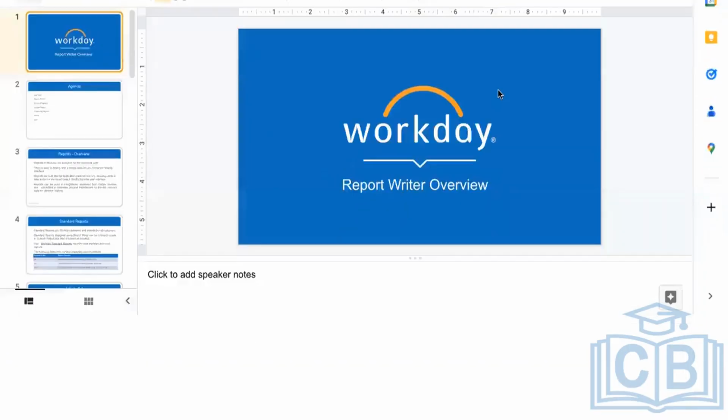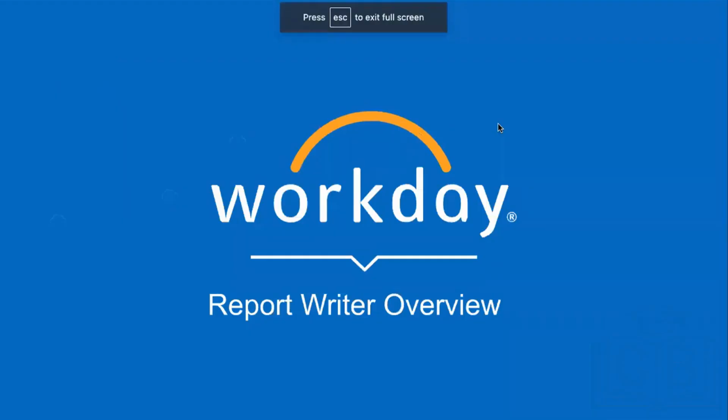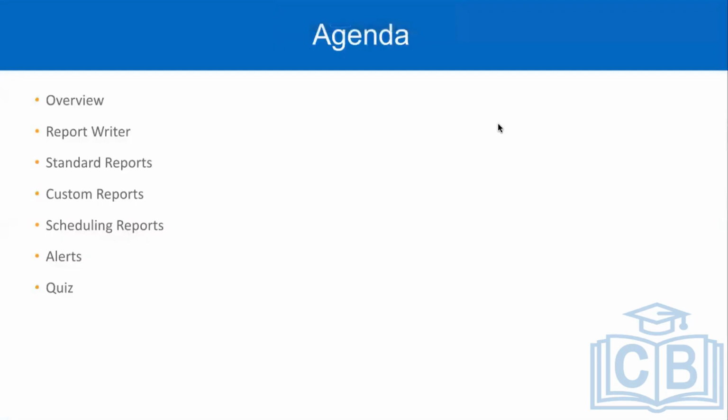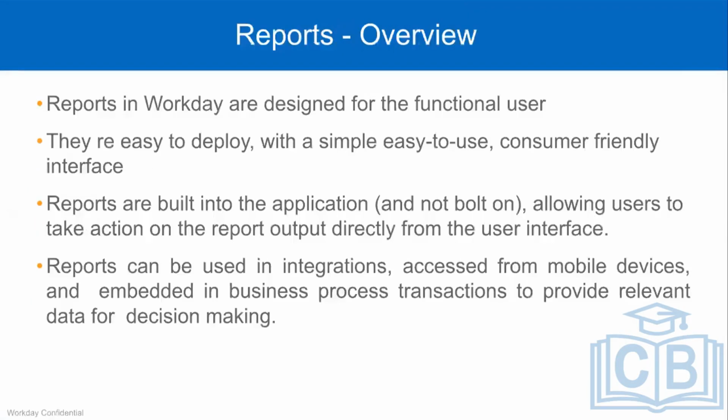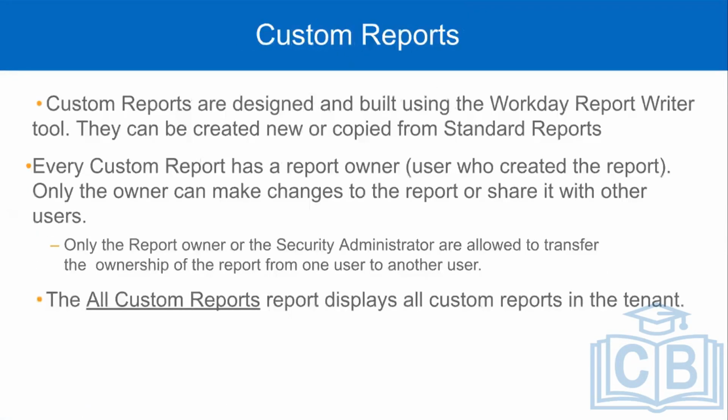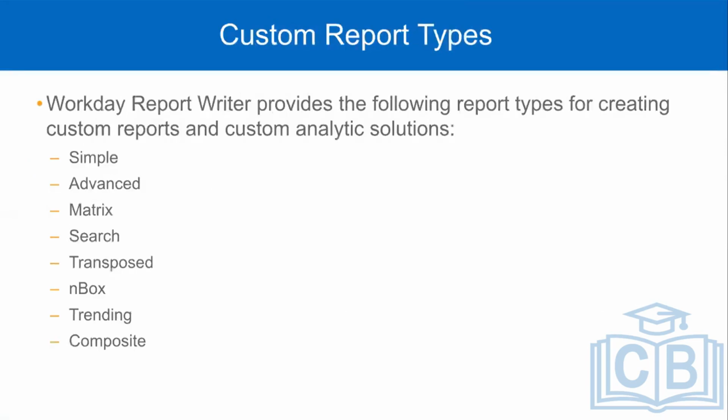Thank you. As I was saying, we will continue with our reporting topic. We looked at an overview, some standard report types that we have, which are report writer type and expressor. Then we looked at the types of custom reports. These are the different types: simple, advanced, matrix, search, transpose, inbox, trending and composite. Advanced is the most commonly used type, which serves about 90 to 95% of our reporting requirements, and in our demo we work on the same.